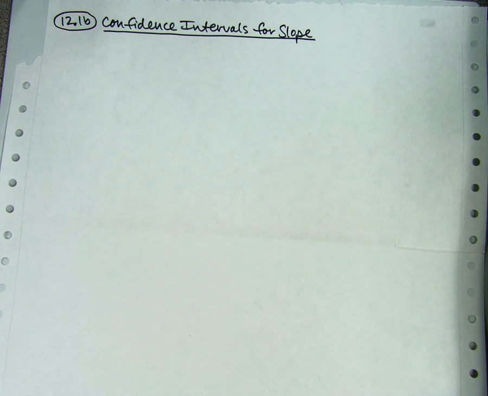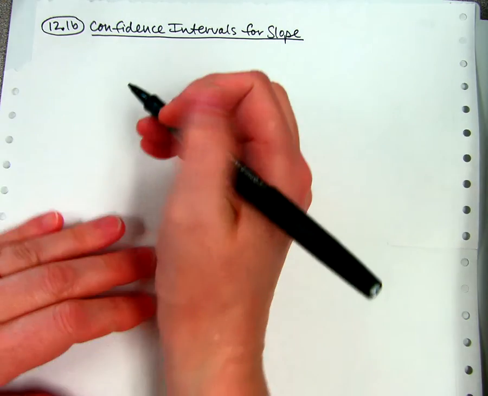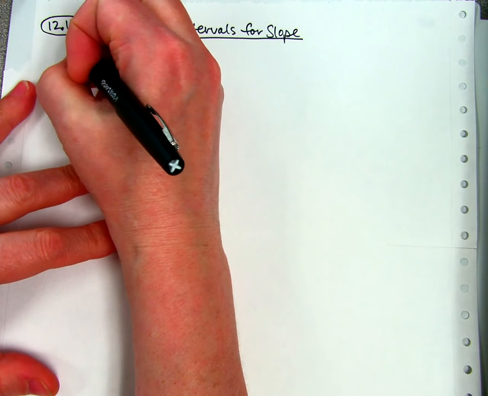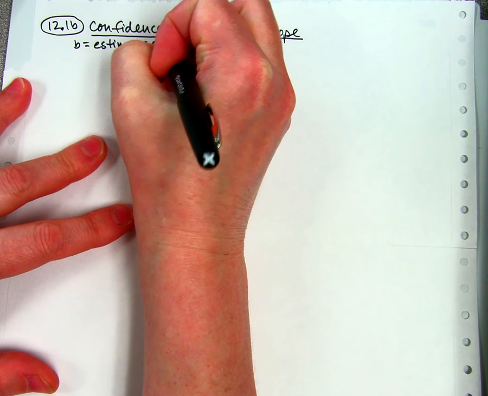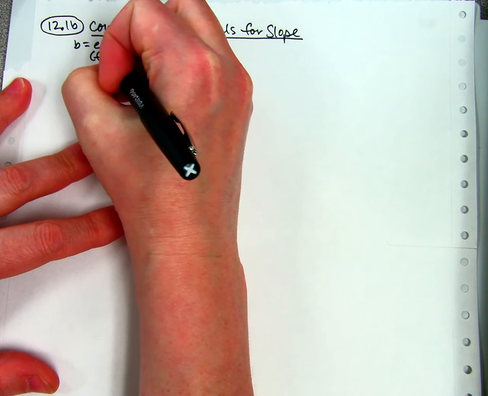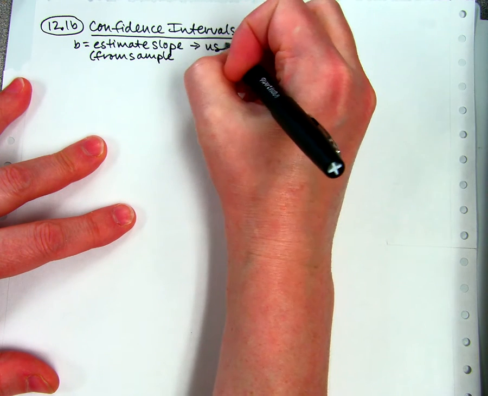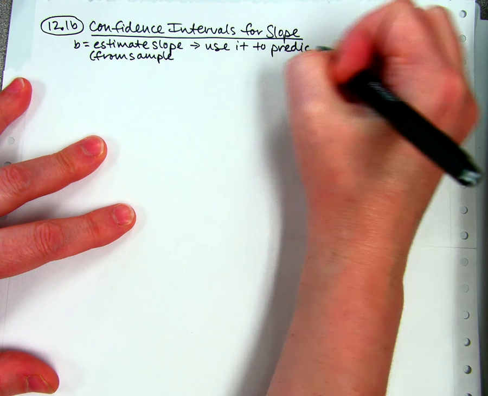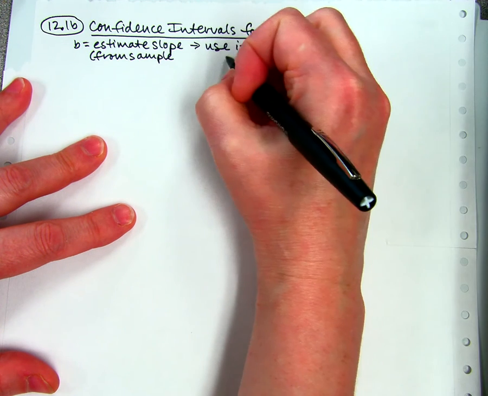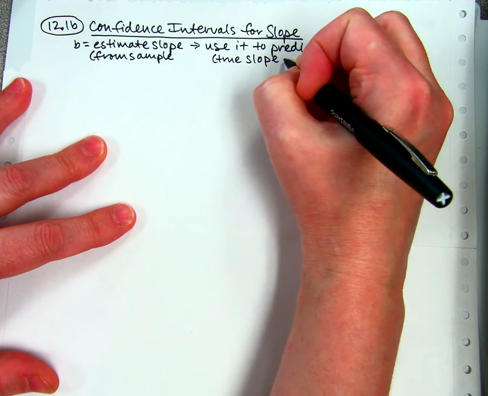Hello, Stats class. This is lesson 12.1b, which, as you probably could have guessed, is about confidence intervals for slope. So we're going to do a little bit more with the sampling distribution first. I want to remind you that b is our estimated slope, which we get from the sample. And we're going to use it to predict the true slope, which is called beta. And that is the slope we would get if we could use the whole population to calculate the slope.